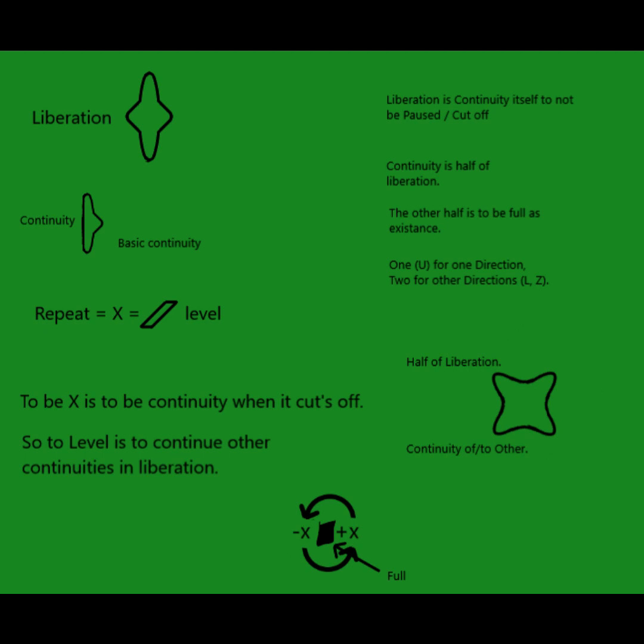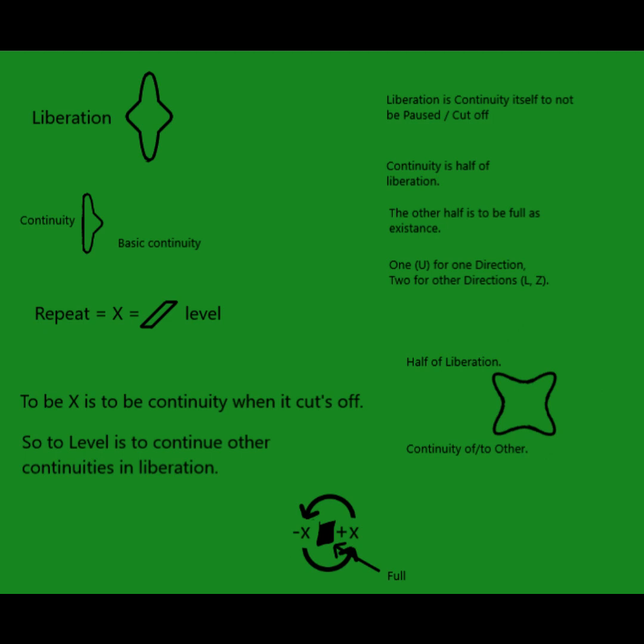Now, if it cuts off, what we can also say is that to level is to continue other continuities in liberation. To level is to continue other continuities in liberation. And at the bottom part, we have again the drawing of the minus 6 and plus 6 from the self, from the 5 with the directional flow of the self.